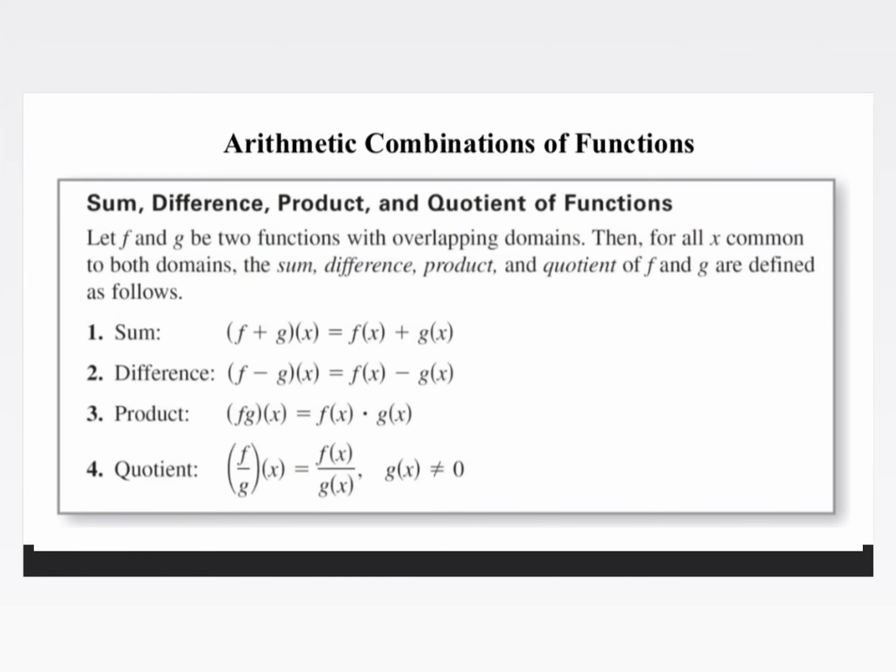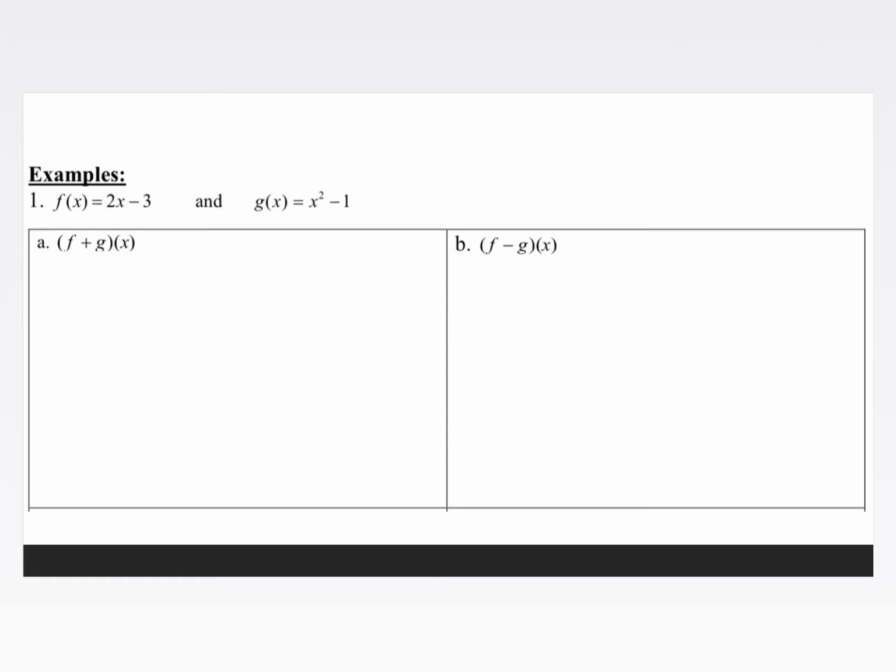In our first example here, we have f plus g of x. So we have our function f of x equals 2x minus 3, and we have g of x equals x squared minus 1. So with this first problem, we're asked to add them. So this is the same thing as adding f of x plus g of x. So we can add our 2 polynomials together. This would give us 2x minus 3 plus x squared minus 1.